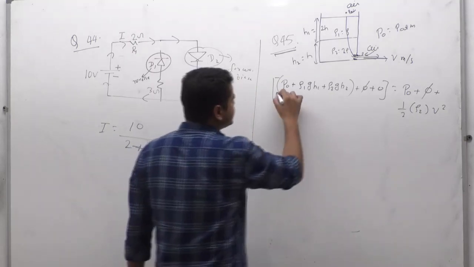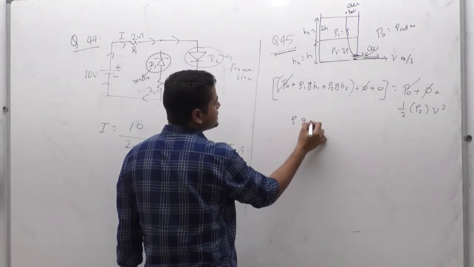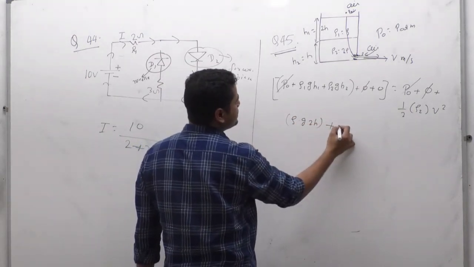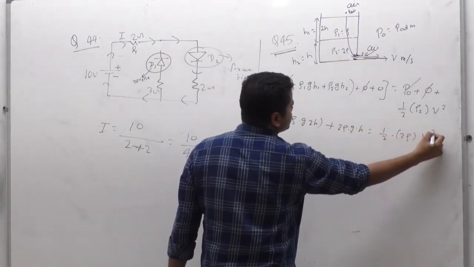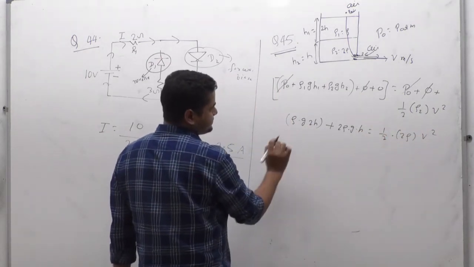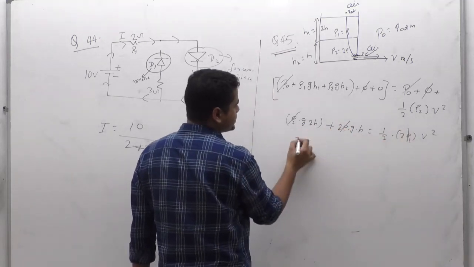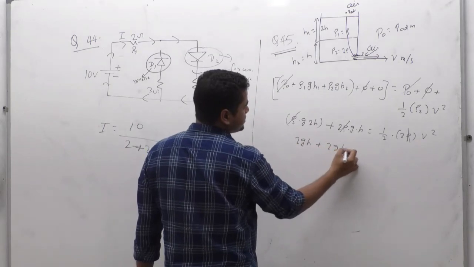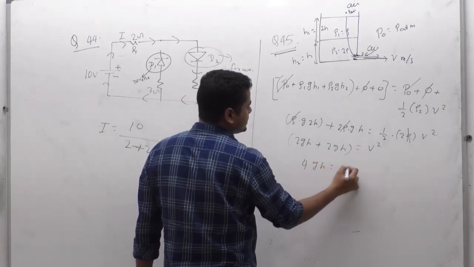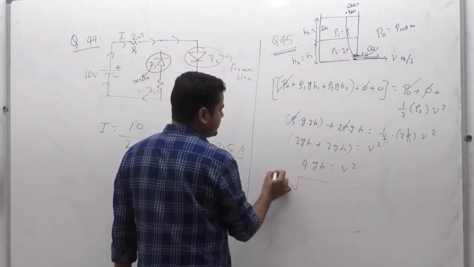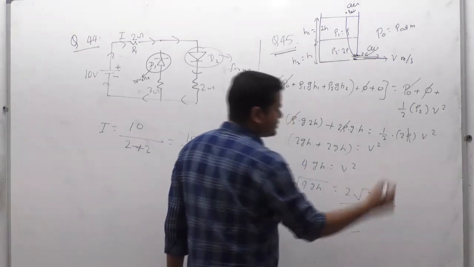Now put the values. Since P naught is the same, it will cancel. Rho 1 equals rho g, H1 equals 2H, plus rho 2 equals 2 rho g, H2 equals H, equals half rho 2, which means 2 rho, into V square. Rho is common, so we can cancel it. This is 2 g H plus 2 g H equals, the 2 cancels, V square. So 4gH equals V square. So velocity equals the square root of 4gH, which can be written as 2 root gH. So that is the velocity.